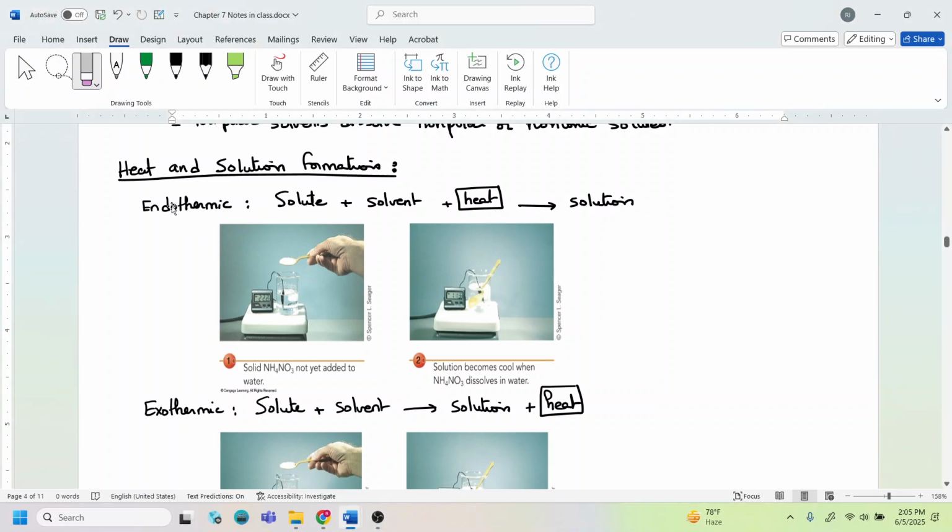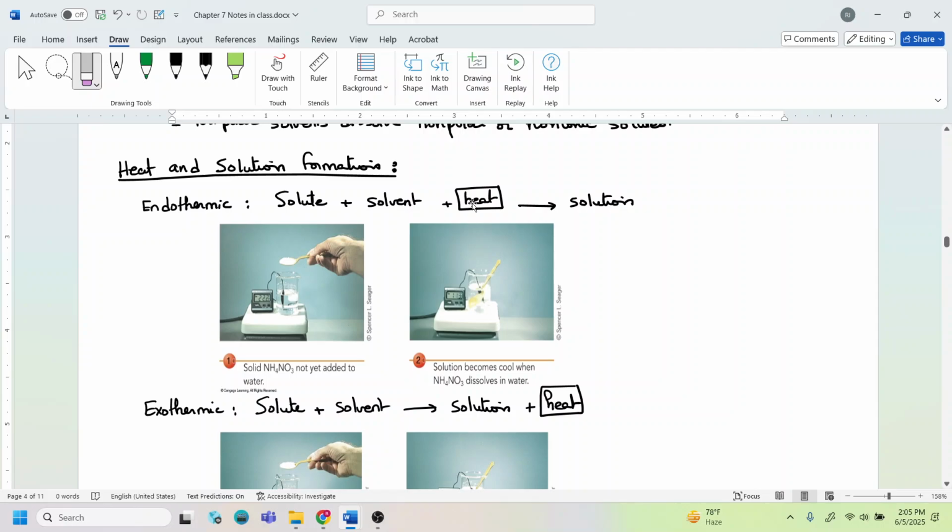There are two types of reactions, endothermic and exothermic. An endothermic reaction is whenever the solute and the solvent react with each other, and the system will absorb energy from the surroundings, causing the temperature of the solution to drop. So heat will appear in the reactants.